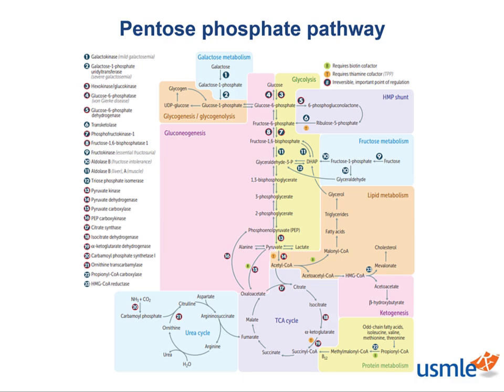So first, let's get oriented. Here is our summary of pathways and how they are all interconnected. And the pentose phosphate pathway is right here. And it's also called the HMP or hexose monophosphate shunt. Let's get a closer look.